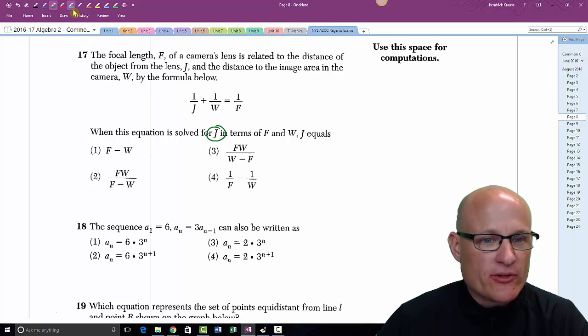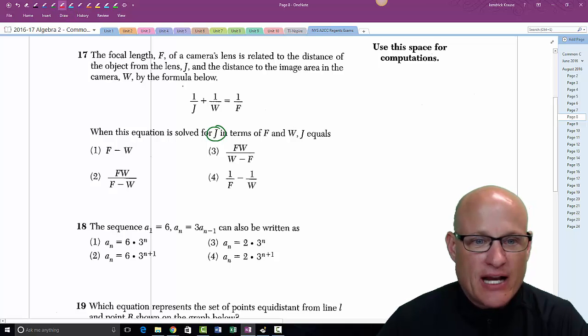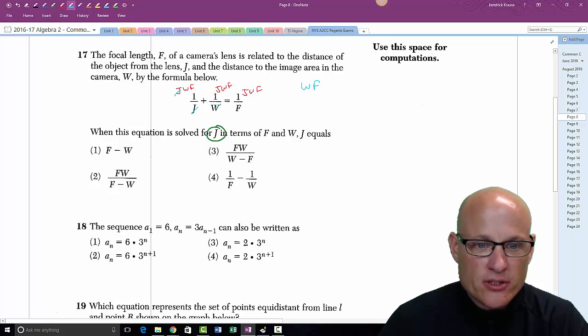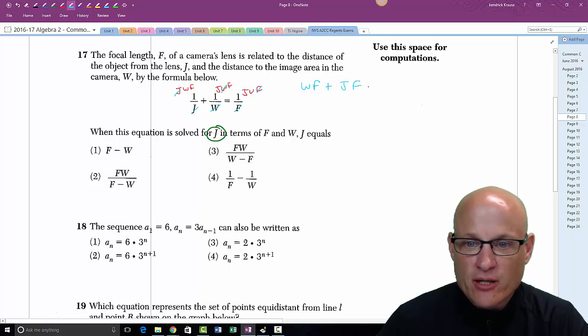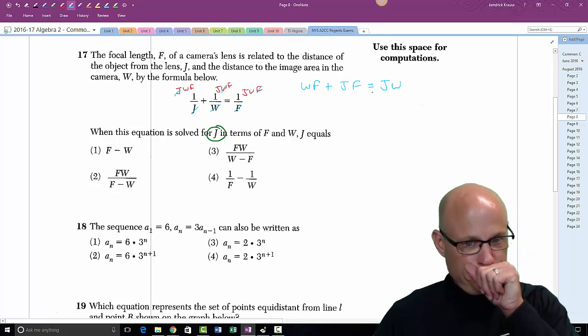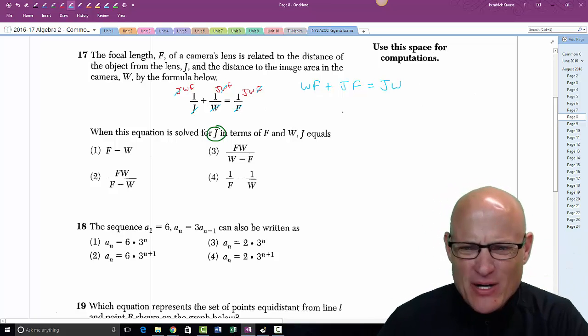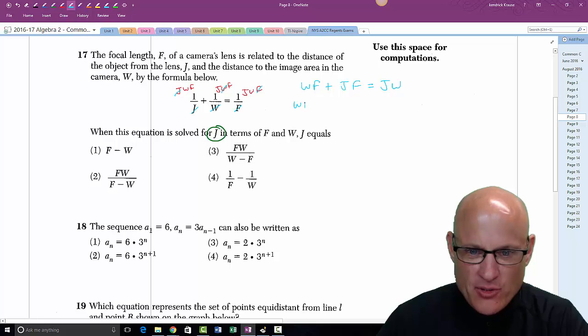Let's see if there's a couple of different ways to do this. My favorite way to do this one is to multiply through by the common denominator. So the common denominator is JWF. Well, if I do that, these J's cancel. It leaves me WF. W's cancel. We're left with JF. And the F's cancel. I'm left with JW. Well, I still want to figure out what J is, so I got to get the J's together. So WF is equal to, I'm going to subtract this JF.